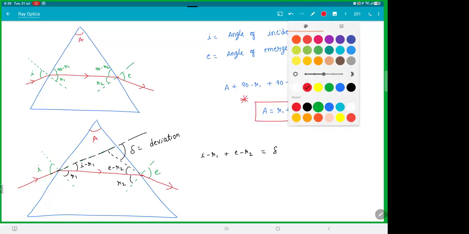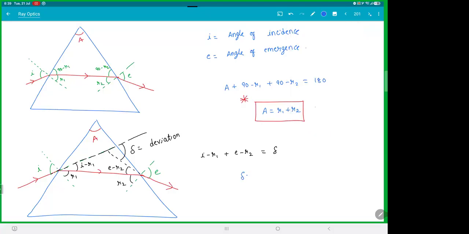So that's your deviation. If I arrange this, delta will be I plus E minus R1 plus R2. But R1 plus R2 is A. So delta is I plus E minus A. This is your second formula. It means if I is your incident angle, E is the emergent angle, and A is the angle of the prism, then the deviation is I plus E minus A.